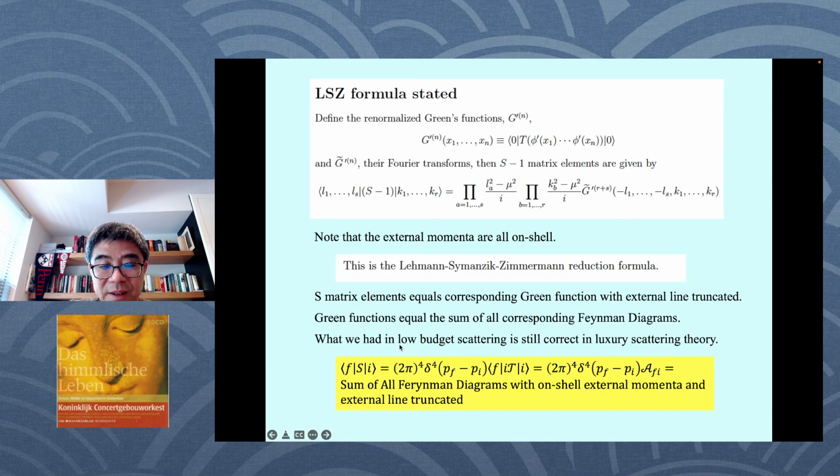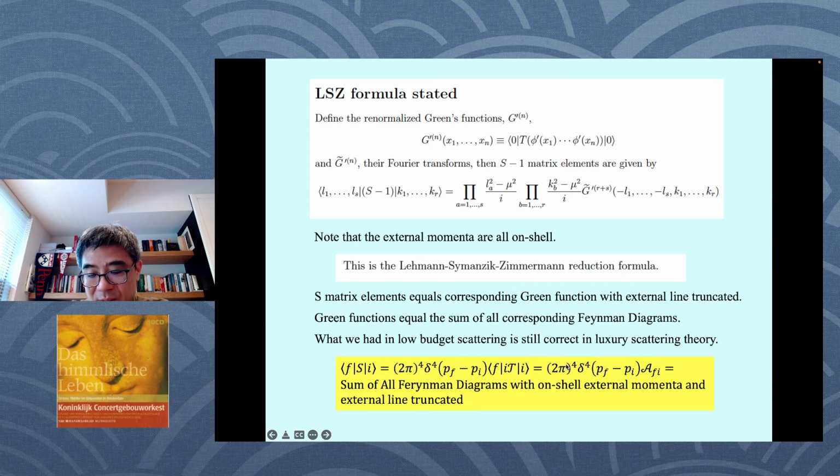So the bottom line is very, very simple. What we had in low budget scattering is still correct in luxury scattering theory. That's why I didn't want to put too much time into luxury scattering theory, just outlined it, because the bottom line is that what is correct in low budget scattering theory still holds in the luxury scattering theory.